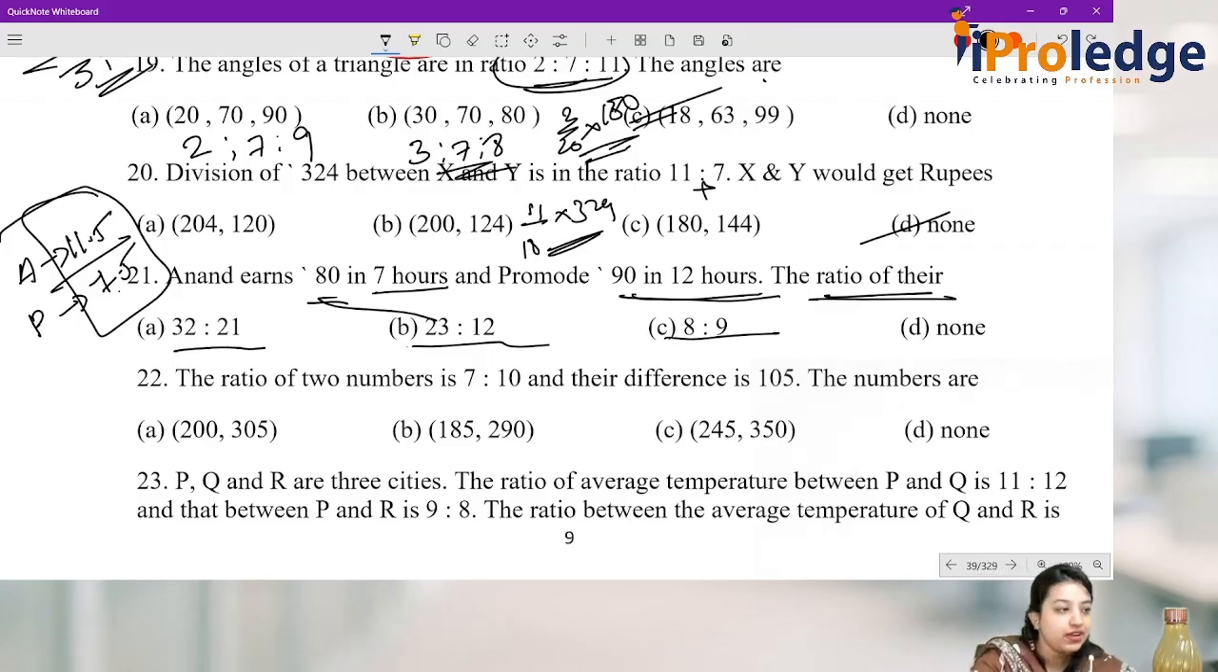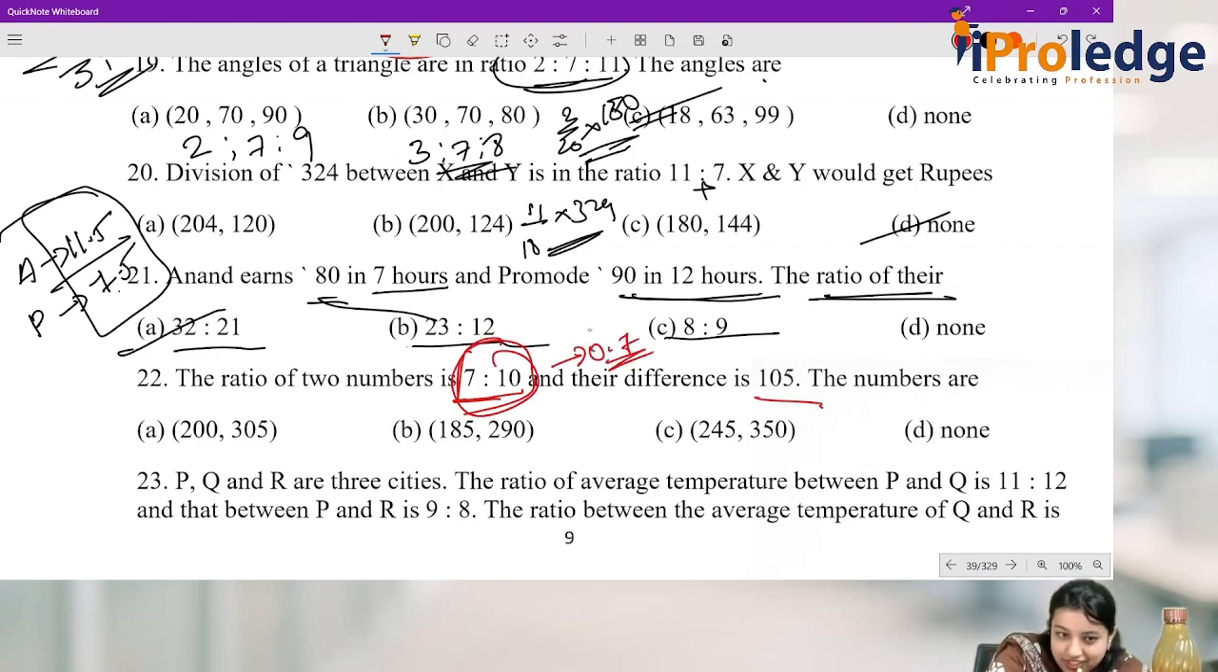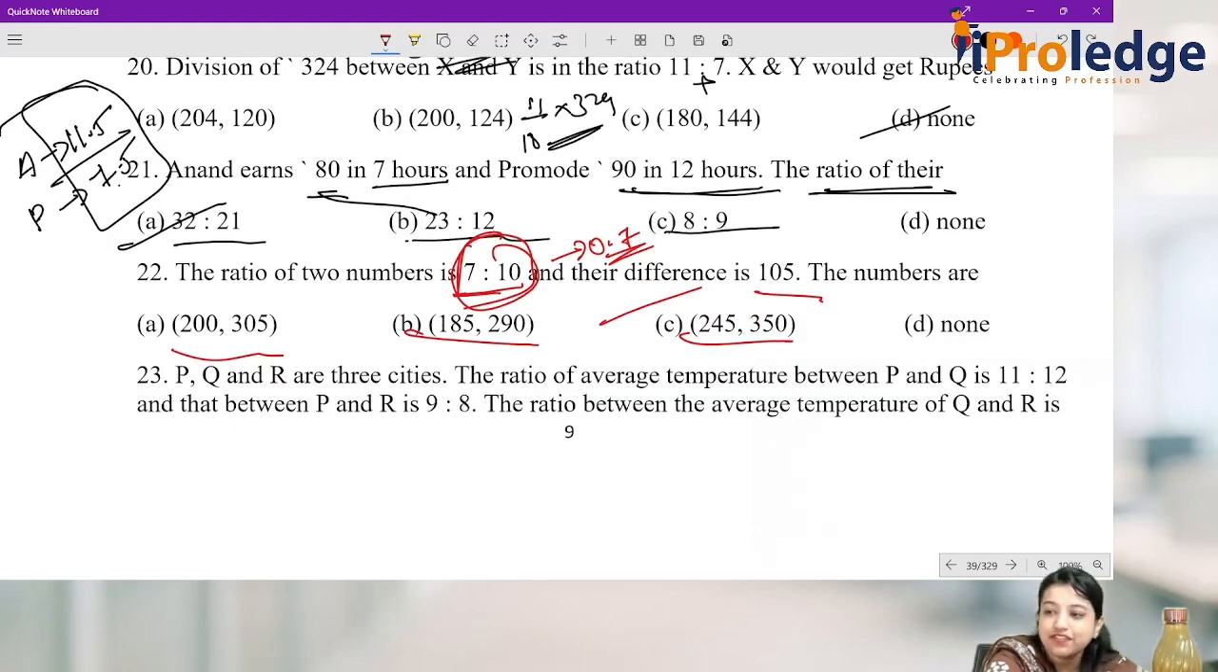32 divided by 20. Next, the ratio of two numbers is 7:10, and the difference is 1/10. What is 7/10? 0.7. Check which of the options is 0.7. So it's 245 by 350.